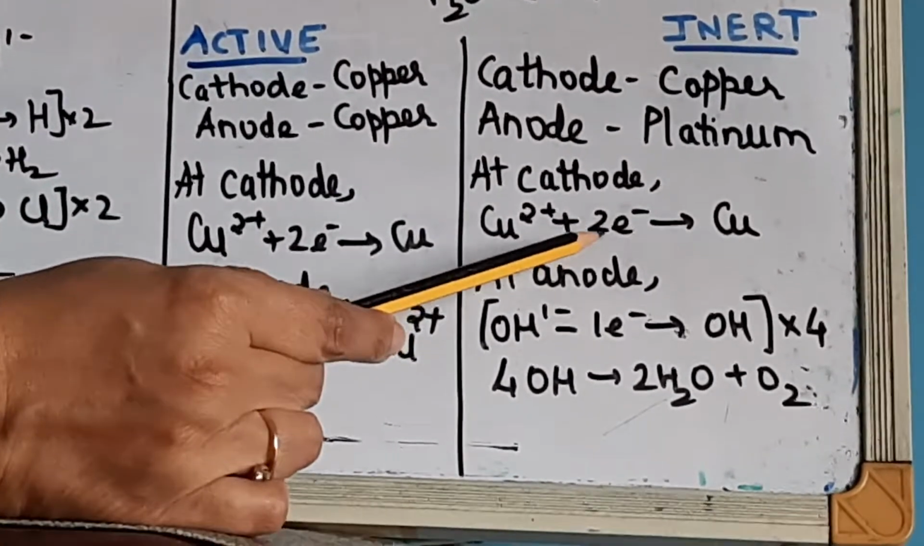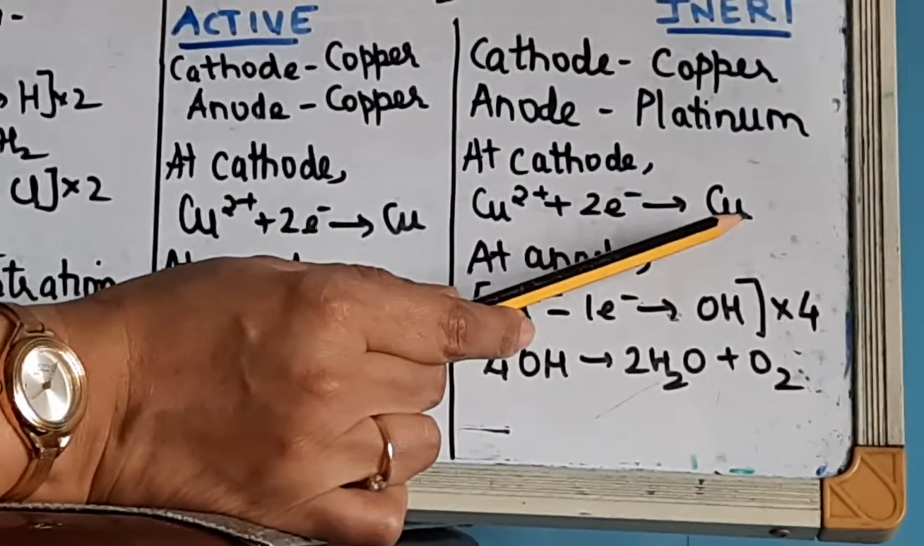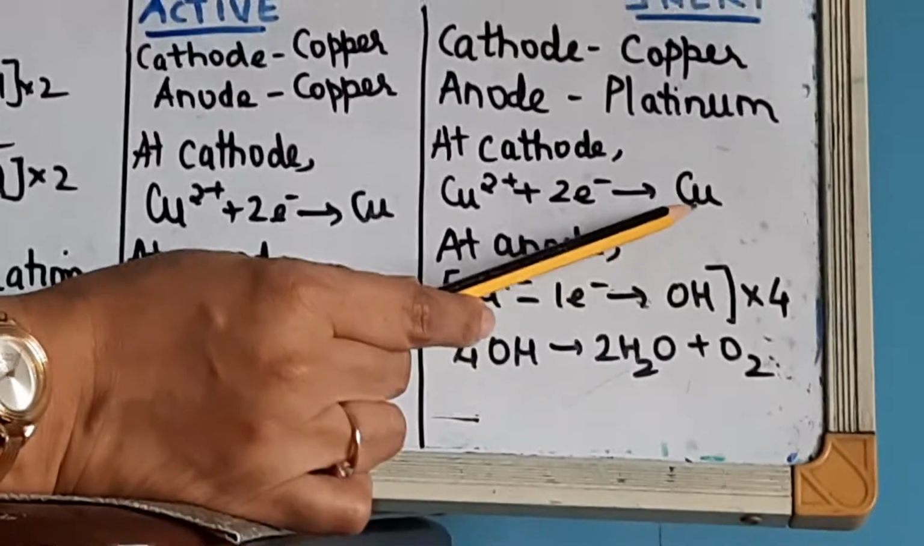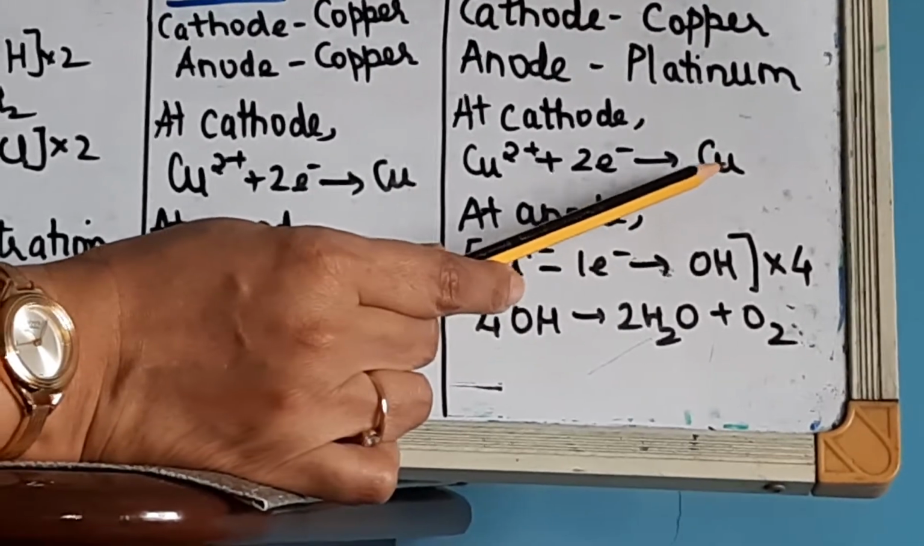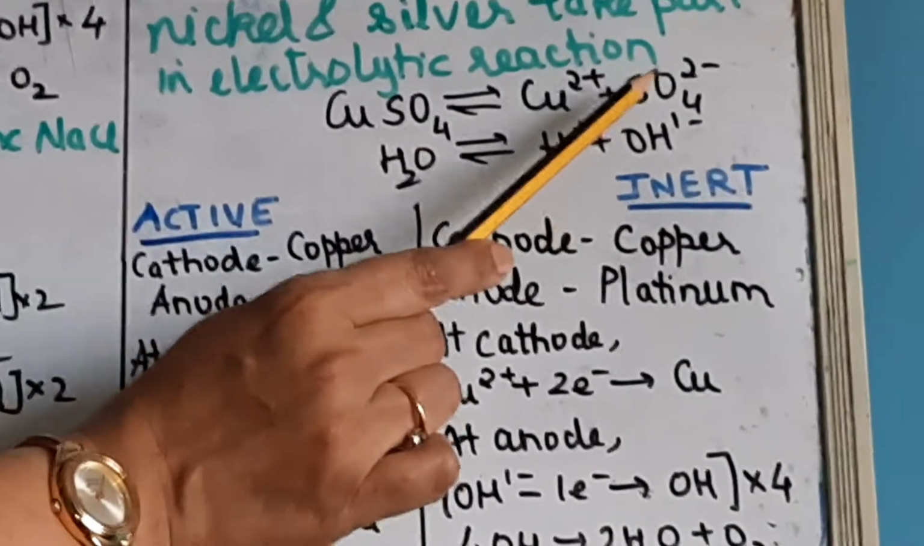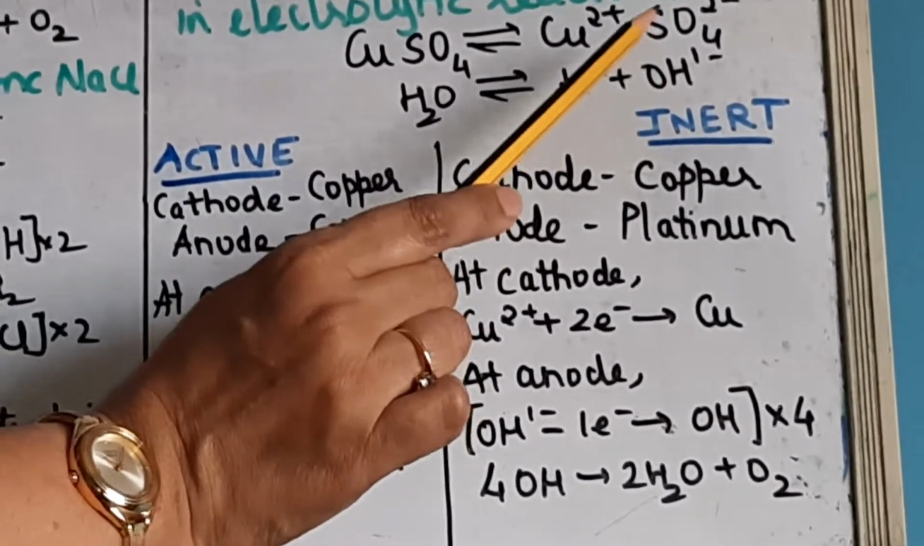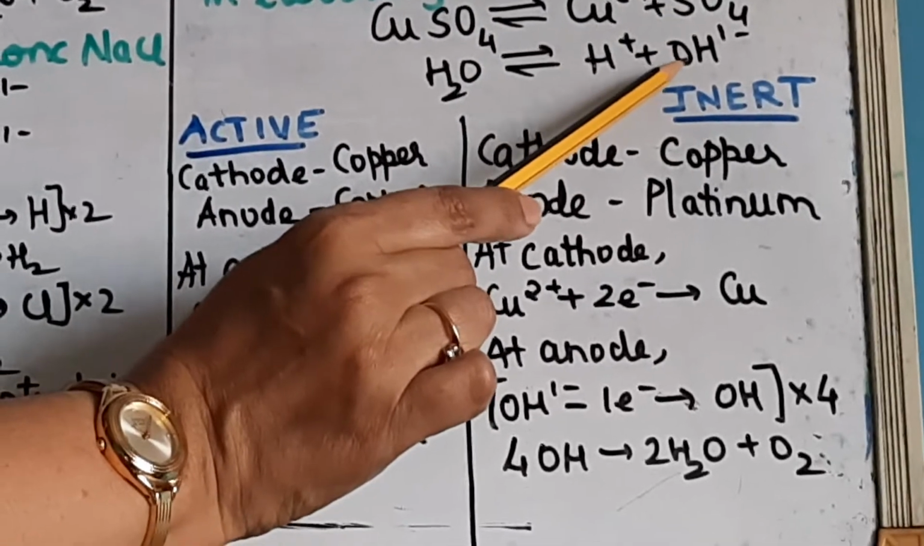Copper ions will get discharged and form the neutral copper atom. So observation also will be the same. That is your brownish pink or reddish pink deposits of metallic copper at the cathode. Now sulfate ions and hydroxyl both will migrate to the anode, and which is going to get preferentially discharged?